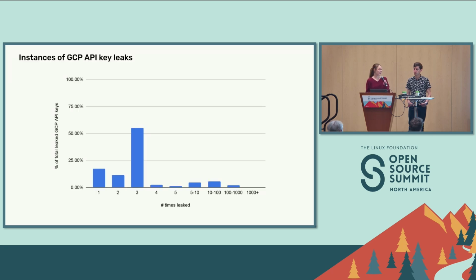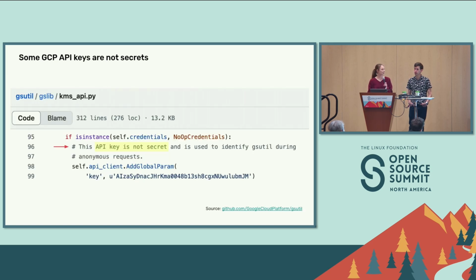But digging in, we find the culprit pretty easily. It's the GCP API keys. So when a valid GCP API key is leaked, it's leaked to a median of 3 different places. And some of them are being leaked many more times than that. We identified about 40 keys that were leaked to over 1,000 different places. That's obviously quite suspicious. So when we dug in, we found some keys like this one.